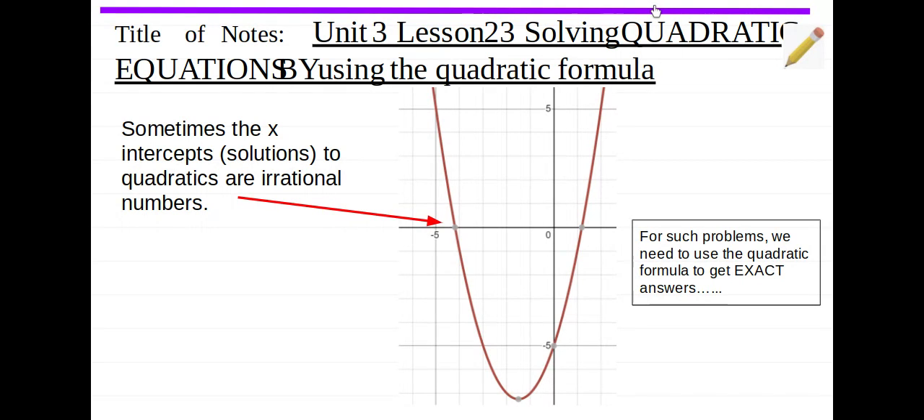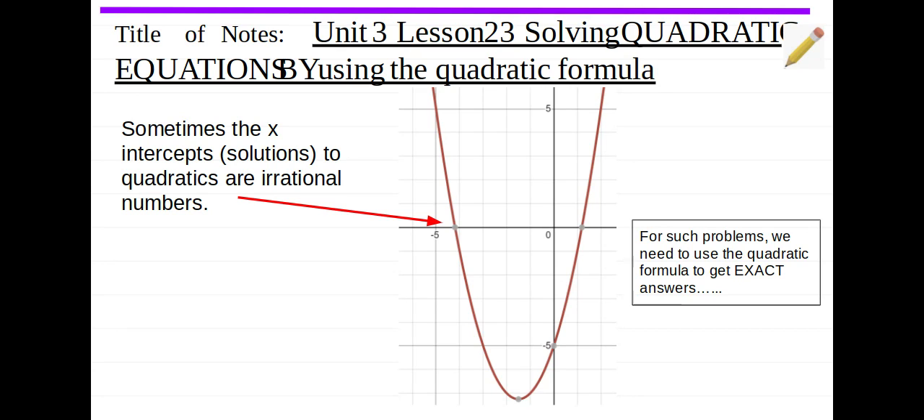All right, so on your paper, please write this down. It's not showing the greatest, but it says Unit 3, this is Lesson 23, Solving Quadratic Equations Using the Quadratic Formula. There's a little bit of formatting issues.